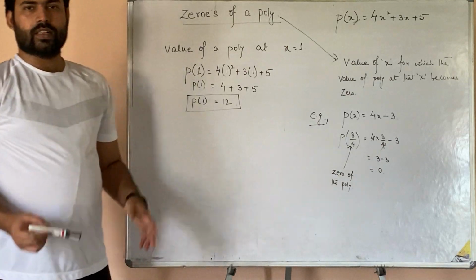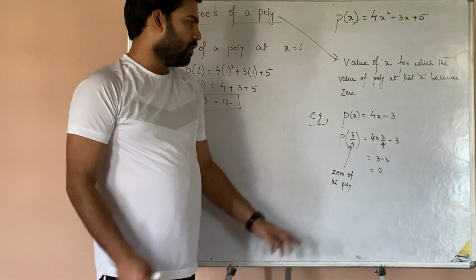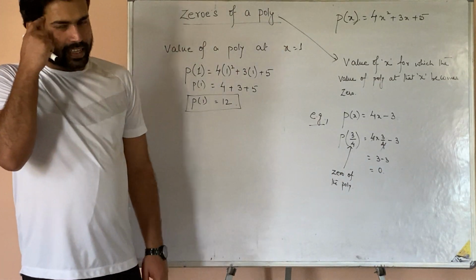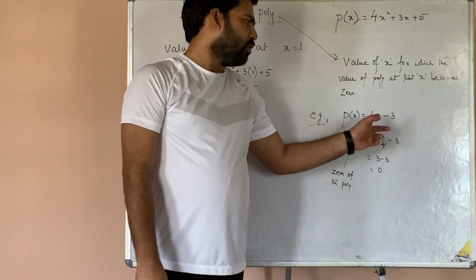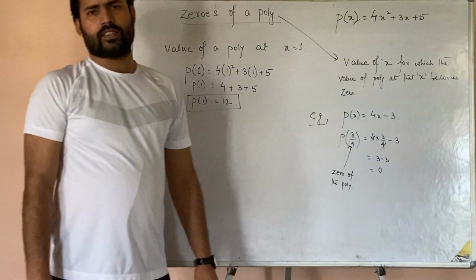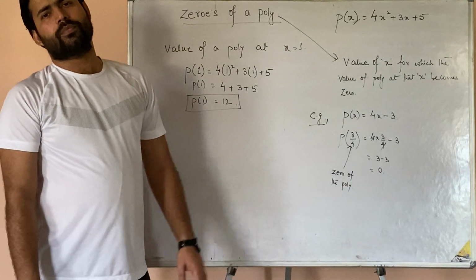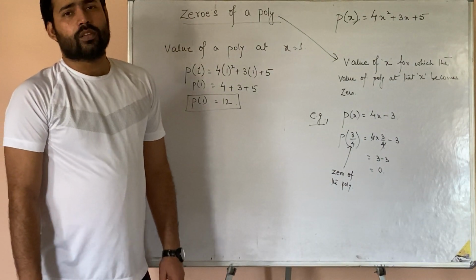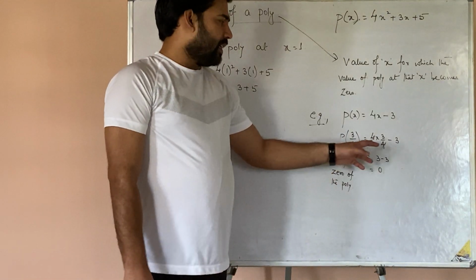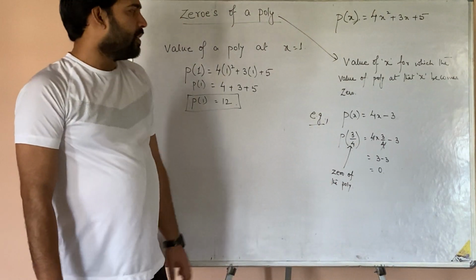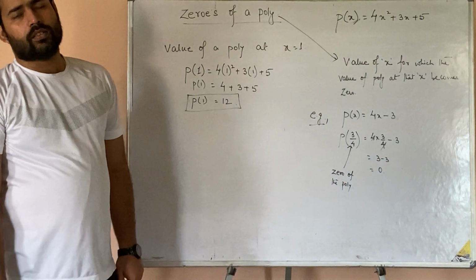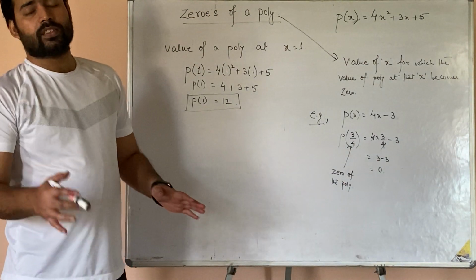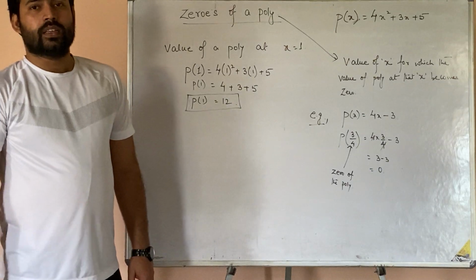Now how do we find out the zero of the polynomial? That we will do later on. Or if you can understand it right now, it's quite simple. Just put this polynomial equal to 0 and find the value of x. The value of x will give you the zero of the polynomial. Right now I have taken it directly. So you can say it is the value of the variable at which the polynomial will turn out to be 0.